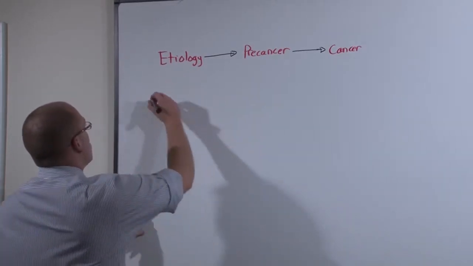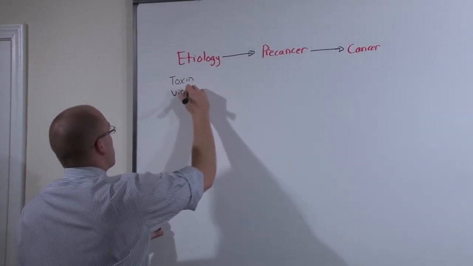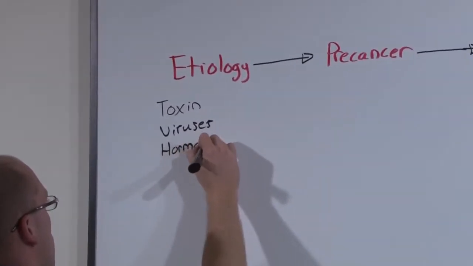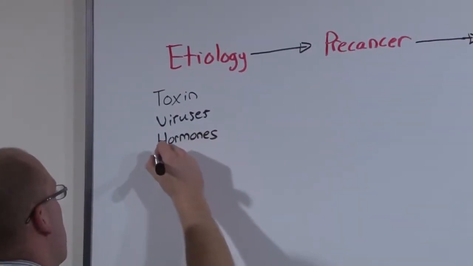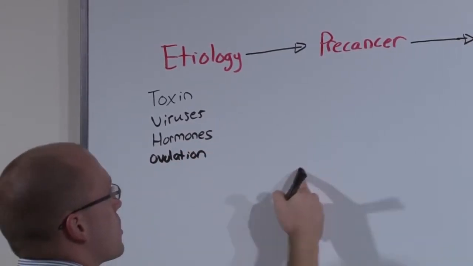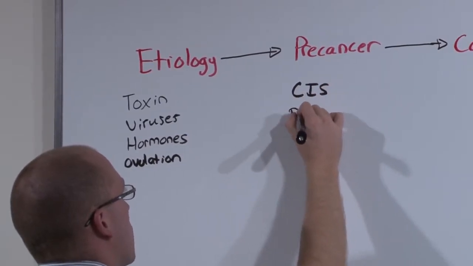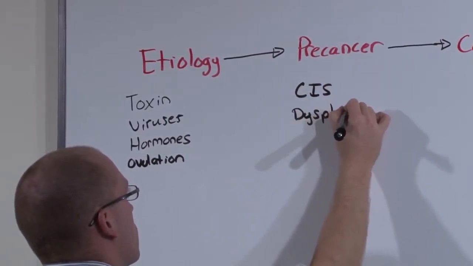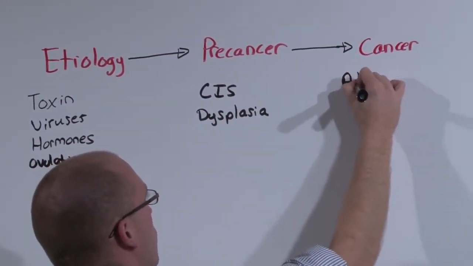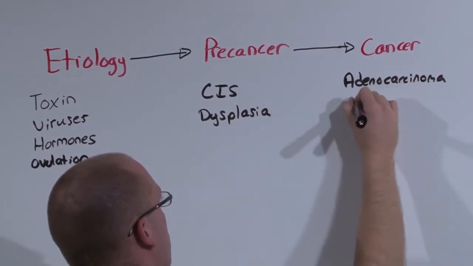Risk factors include toxins, viruses, hormones like estrogen, and ovulation. Precancer is usually the carcinoma in situ or simply dysplastic tissue. And cancer is either adenocarcinoma or sarcoma.